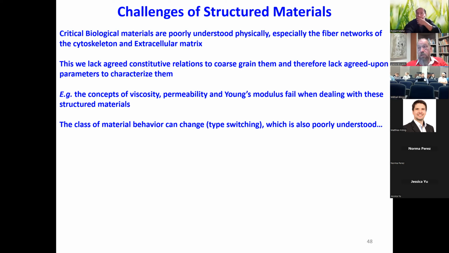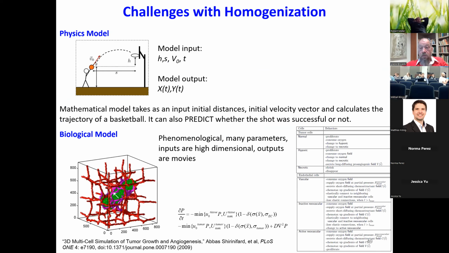Our materials can type switch as well, and how this happens is poorly understood. And so we are faced with a lot of scientific uncertainty in this case about biomaterials that we really can't deal with. In the case of standards, we have to accept it. Homogenization then becomes quite difficult because we don't know what parameters we need to expose from one scale to another. Physics is much simpler in this way than biology.